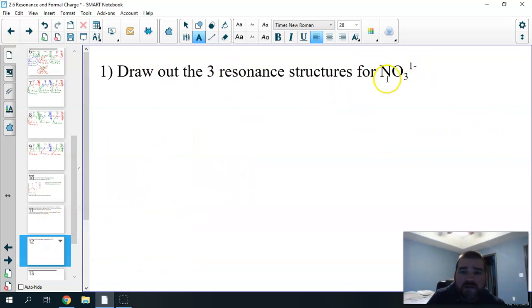So let's try and draw out the three of these, okay? So let's draw the three resonance structures for NO3. I'm going to pause my video and work on these and draw them out so it can go a little quicker here. But if you want to try pausing it and doing it yourself, go for it. But yeah, I'll be back in just a sec.